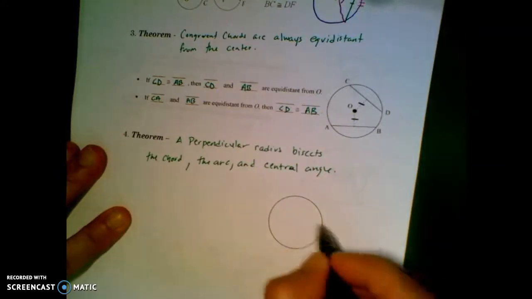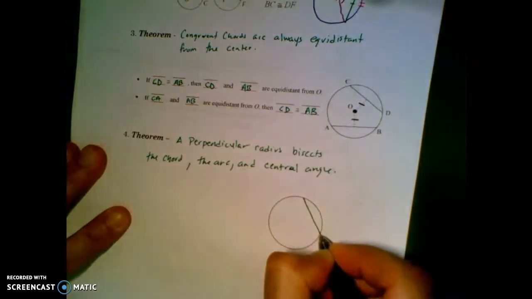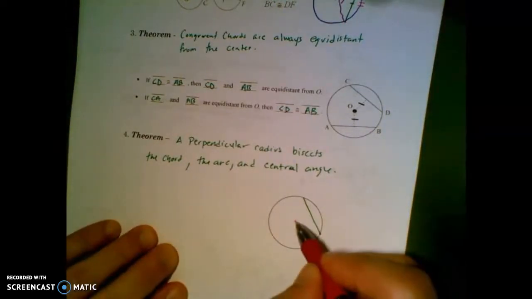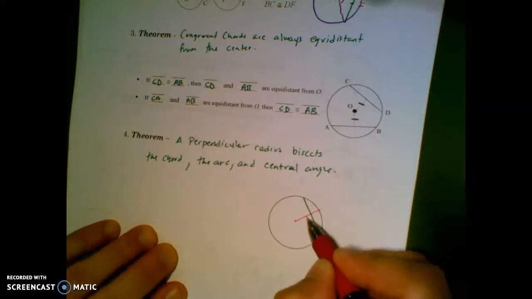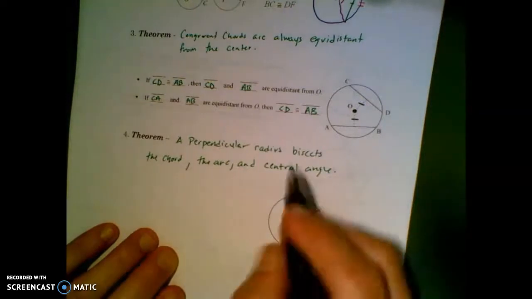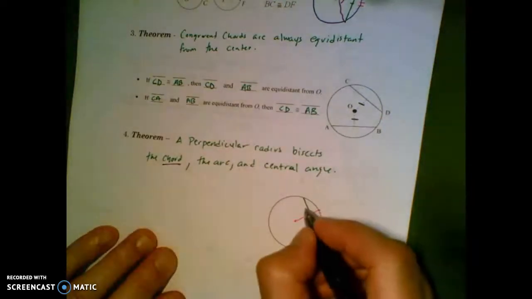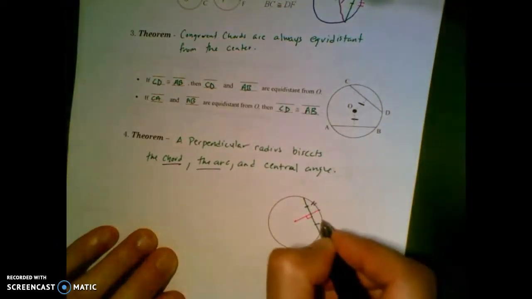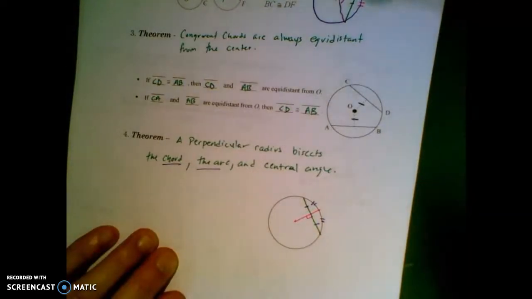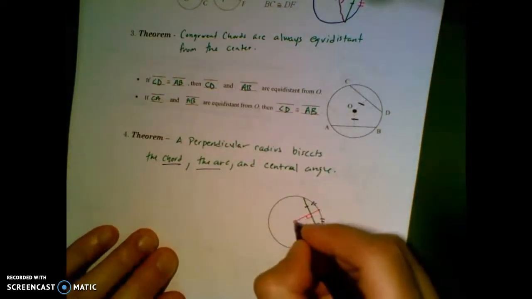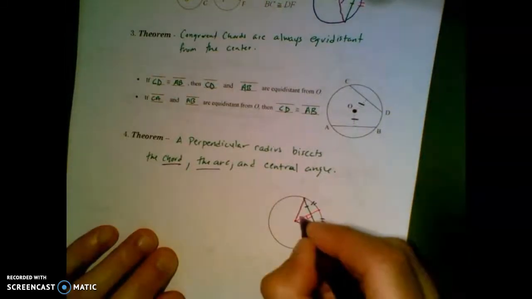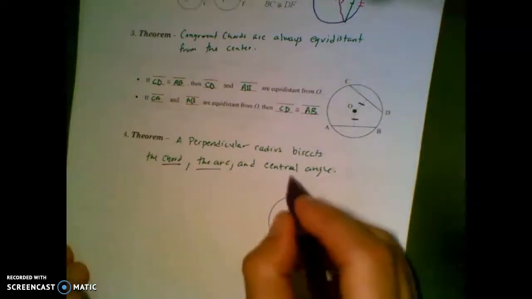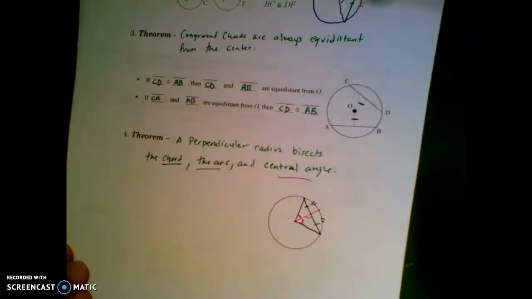So if I have a chord again, kind of like that, and then I take a radius and I make it perpendicular to that chord. So again, it has to hit it at a right angle like that. If that's the case, what this is saying is that the chord is bisected. It also says that the arc is bisected. And not only that, the central angle is also going to be congruent. So the central angle is right here. That means this piece over here is going to be congruent to that one right there. So it's going to bisect three things: the chord, the arc, and the central angle.